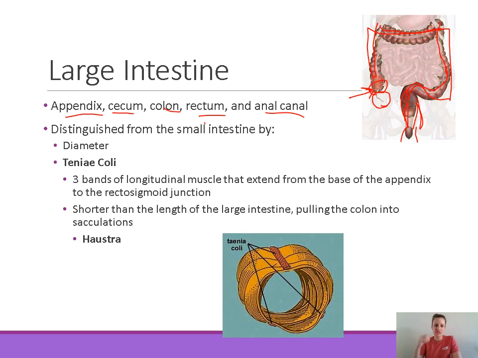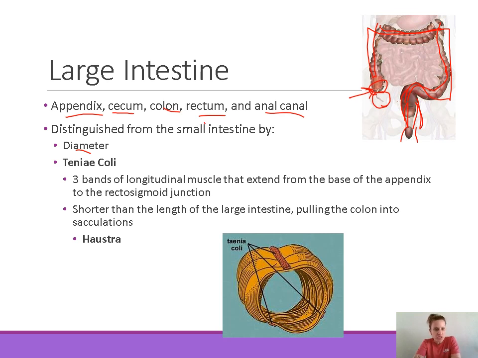When we look at the large intestine compared to the small intestine, there are a few physical differences. First off is diameter. The reason the large intestine is called large is because it has a much greater diameter than the small intestine. The small intestine is about 1 inch in diameter. The large intestine is about 2.5 inches in diameter. The large intestine is a lot shorter than the small intestine. But large versus small is just talking about the diameter, the thickness of the tube.